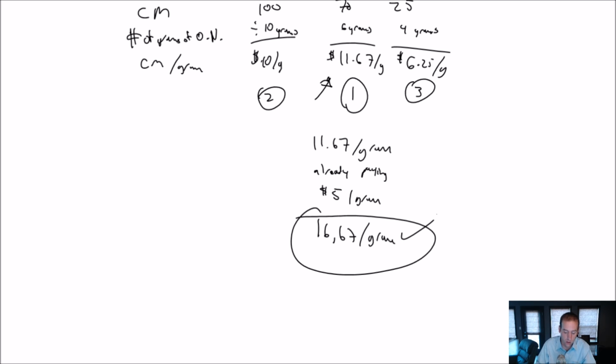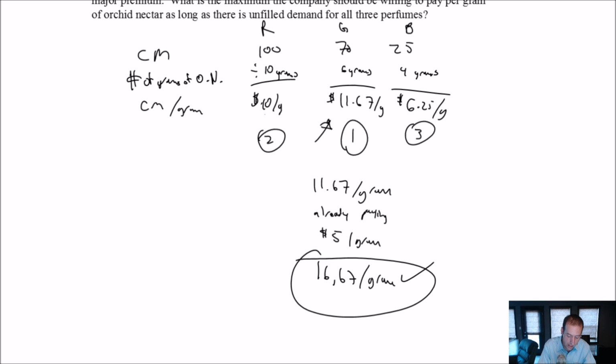$16.67 for the green. For the red, it would be 10 plus 5, it would be 15. For the blue, it would be $11.25. So once I ran out of demand for green, I'd be paying $15 for a gram of red, and I'd be willing to pay $11.25, just adding 5 to both of those numbers for a gram of blue.